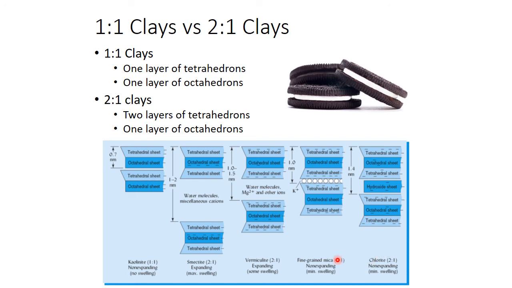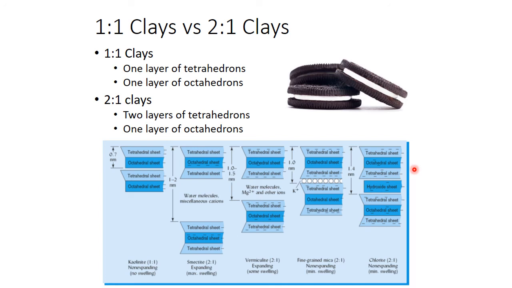And then both chlorite and fine-grained mica are considered non-expanding 2-to-1 clays. So they both have two layers of tetrahedron sheets for every one layer of octahedral sheets. But in both mica and chlorite, there's something in the middle between those layers of clays that prevent them from expanding when they wet up. So these are non-expanding 2-to-1 clays. So in the case of mica, there's potassium in the middle. In the case of chlorite, there's a hydroxide sheet that's in the middle.